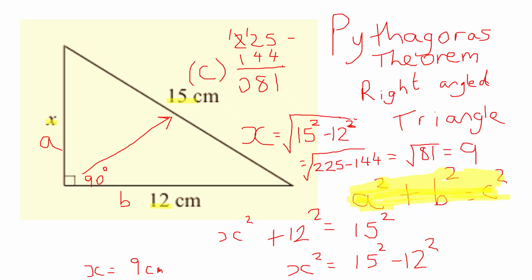So we use the formula a squared plus b squared equals c squared, where a and b are your two shorter side lengths, it doesn't matter which one they are, and c is your hypotenuse, which is directly opposite the right angle.